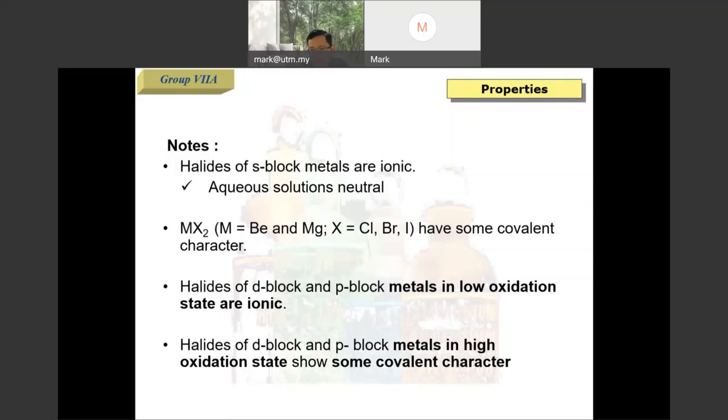Halides of D block and P block metals in low oxidation state are ionic. With low oxidation states, the energy required to totally remove the electrons to form ionic compounds is much easier as compared to metals in high oxidation state. It's much more difficult to totally remove the electrons, to release the electrons, so it has a covalent character due to the sharing of electrons.